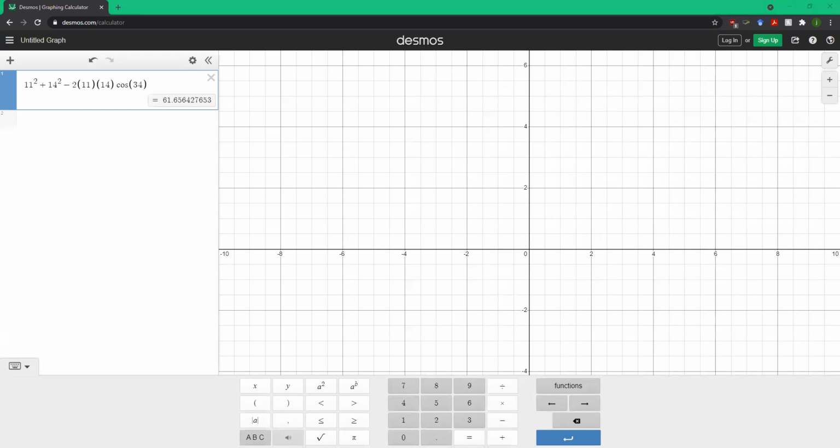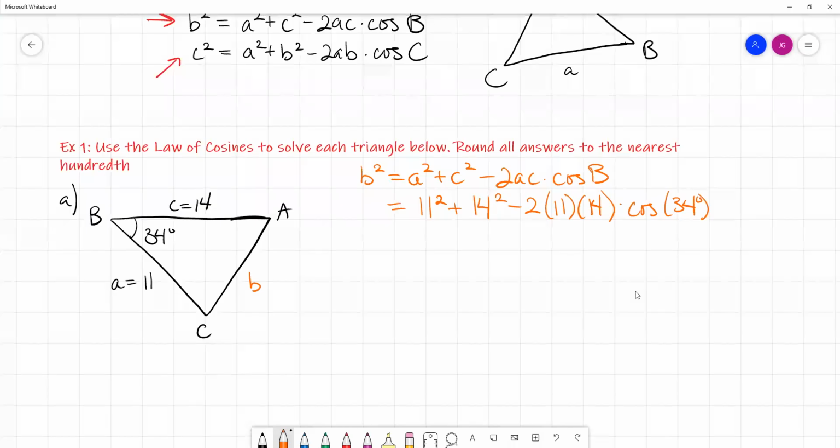So I'm going to switch back. Okay, and I'm technically not done, right? Because this is just the right-hand side, and what do I have on the left-hand side still? B squared. Okay, don't forget about the squared, because now we have to square root both sides. So now I have b is equal to the square root of 61.66.